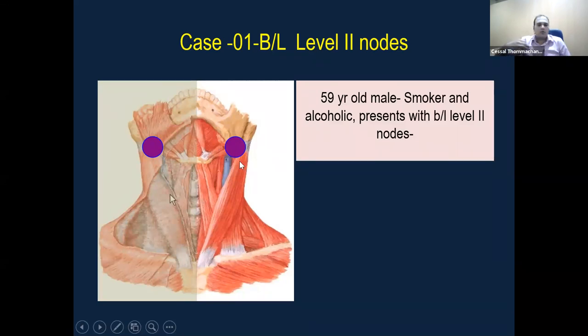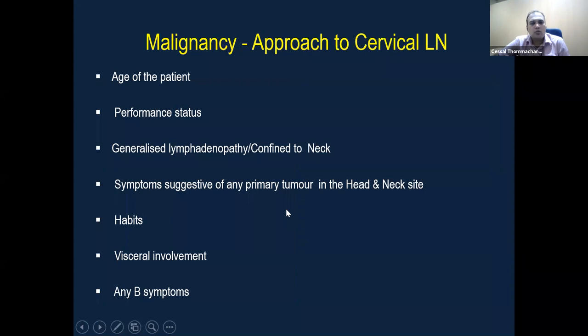Whenever you have a smoker and alcohol, you have to think more in favor of a metastatic squamous cell carcinoma. So whenever you have any cervical lymphadenopathy, these are the features which you need to consider in the history and clinical examination before embarking upon a clinical diagnosis. One, age of the patient. If the patient is elderly and has habits, then you think more of a metastatic squamous cell carcinoma.